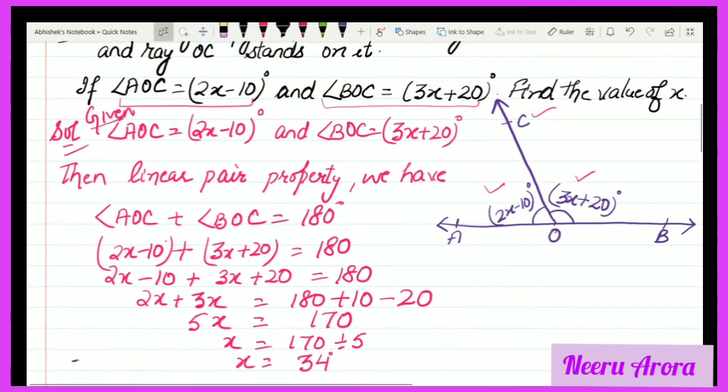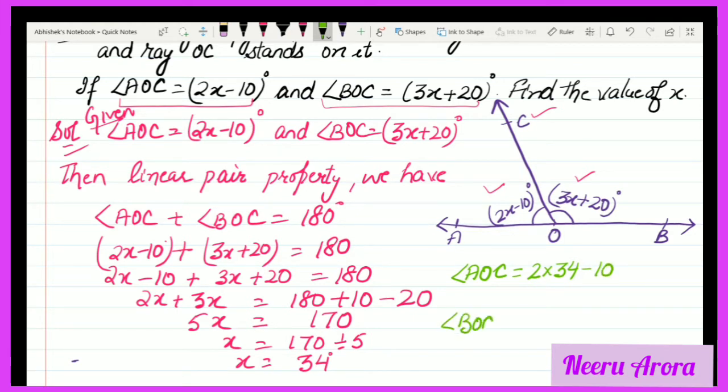Now we want to find AOC and BOC. AOC is 2x minus 10. So the value of x is 34, giving 2 into 34 minus 10. And BOC is equal to 3 into 34 plus 20. Let's solve it. It is 68 minus 10, that is 58 degrees. And for BOC, here it is 120.